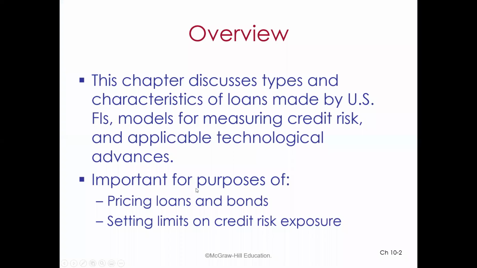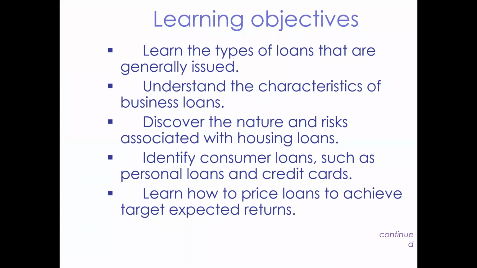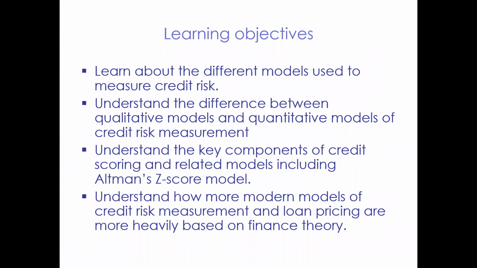Now, an overview of this chapter. Although you will see a long list of learning objectives in the next two slides, I would say that we have two major agendas in this chapter. First of all, we will be talking about different types and characteristics of loans provided by financial institutions, and then we will discuss different models to measure credit risk. And don't forget that we are talking about credit risk associated with an individual borrower.